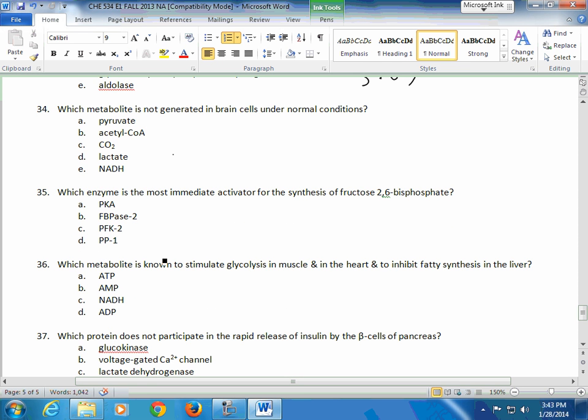Which metabolite is not generated in brain cells under normal conditions? Lactate is red blood cells and muscle only.